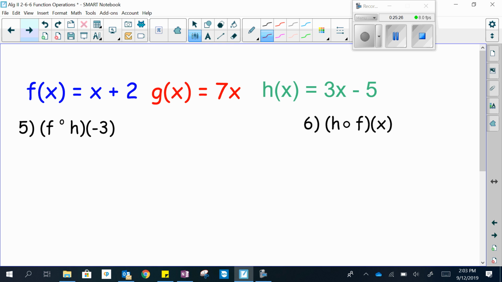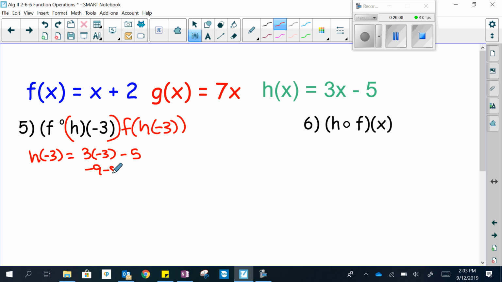Of -3. Very good. So if you like rewriting that so that you know what to do first, you can do that. Otherwise, you can just think, okay, I'm doing h of -3 first. Either way, you have to make sure you're doing that first. So you take the h function, use -3 as your input value. H function is 3x minus 5. So 3, replace the x with -3. Oops, it's minus. And then simplify that. -9 minus 5.